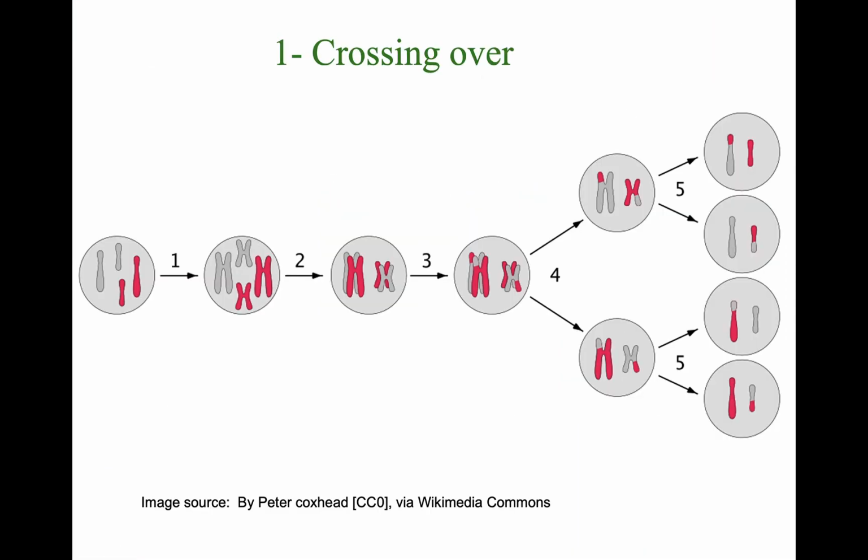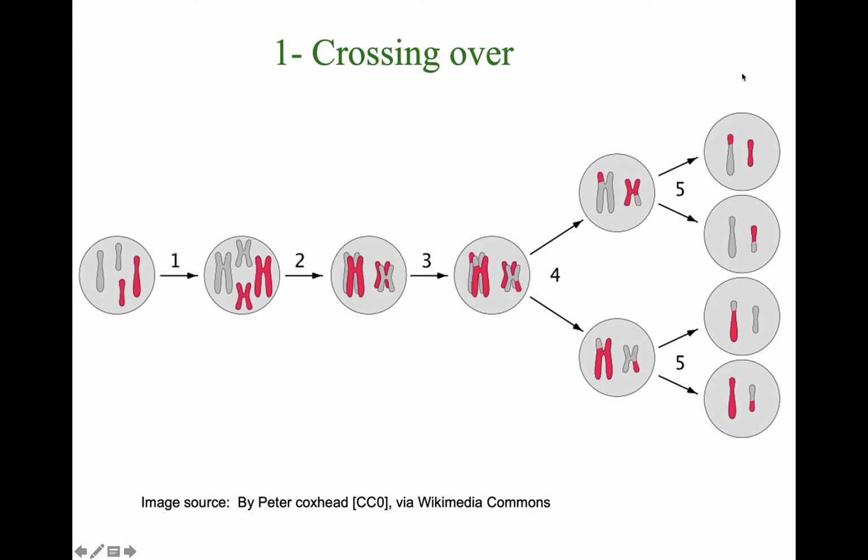So for crossing over, we're going to start here with 2 pairs of homologous chromosomes. Before meiosis happens, they duplicate. Each of them receives a sister chromatid, and then the chromosomes line up pairwise, and exchange of genetic material happens between these homologous chromosomes. Then you get different combinations after meiosis 1, and during meiosis 2 you separate the sister chromatids, and then you get 4 different types of cells from one original cell.